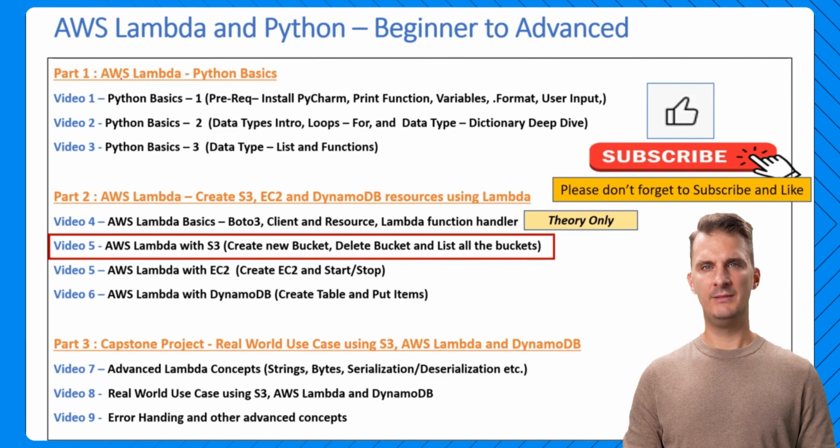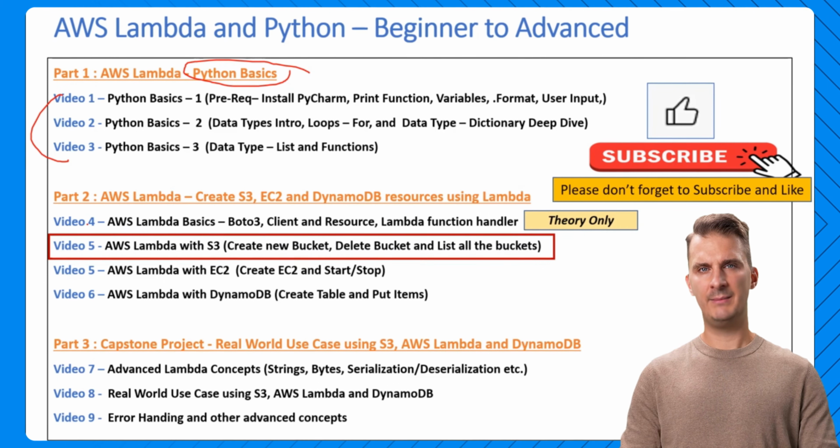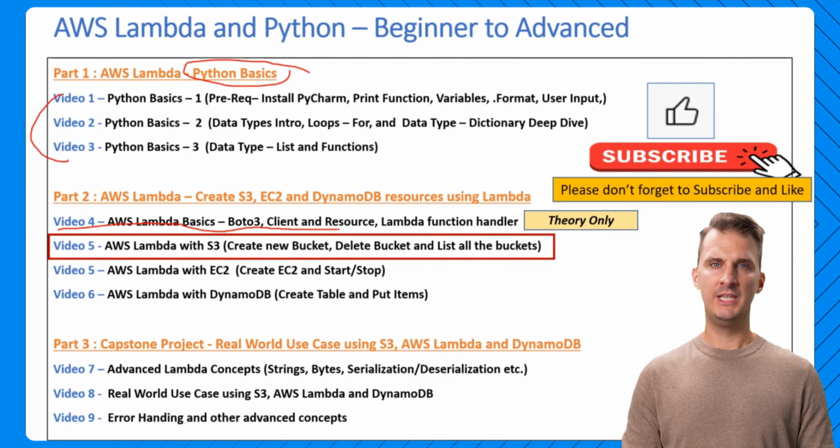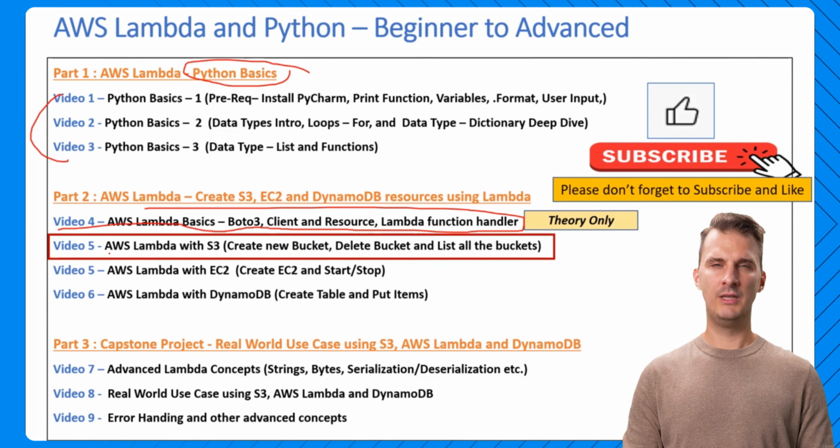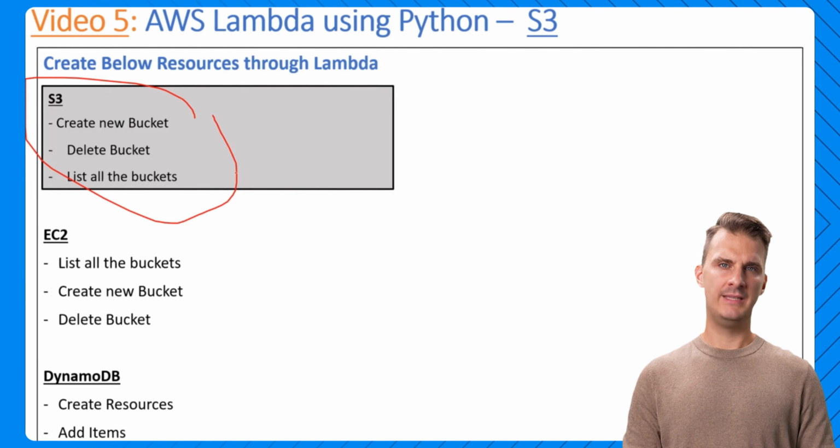So in the first series, we focused on understanding the basics of Python that are used in Lambda. We created 3 videos for that. In part 2, the 4th video, we focused on what are Boto3 client and resources in Lambda function. We described that in detail. And in this video, we are going to focus on creation of S3 buckets.